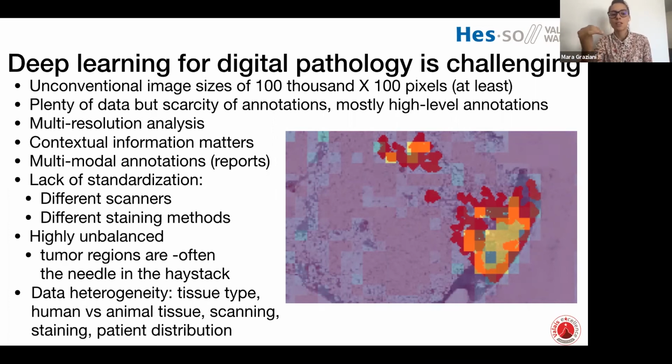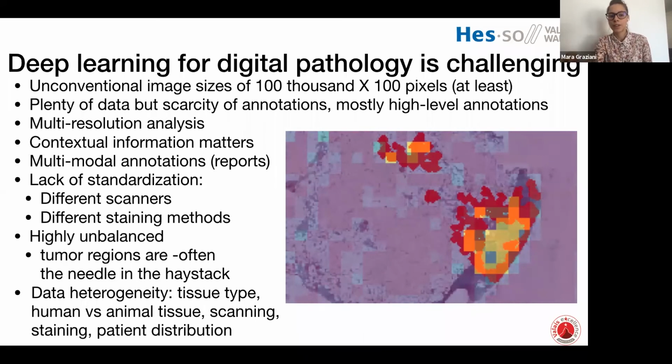Another thing is that contextual information matters. Generally, if we look locally at one part of the slide, we know that if there is tumor there, the surroundings are more likely to also contain tumor. And often this contextual information is forgotten when deep learning models are applied.